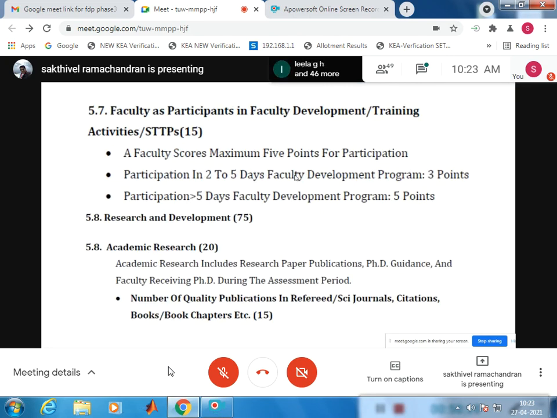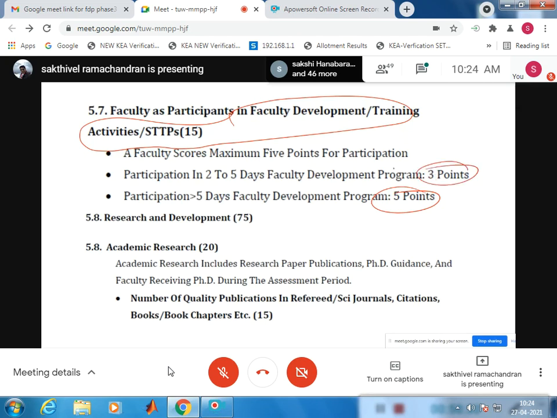Then in the same criterion 5, faculty participation in FDP, training programs, STTP, all this accounts for 15 marks. This again gives you the mark split-up. Minimum 5 days and above, you will get 5 points. If it is from 2 to 5, you get 3 points, like this. That is also aggregated for 3 years, and the average of that needs to be taken into account.